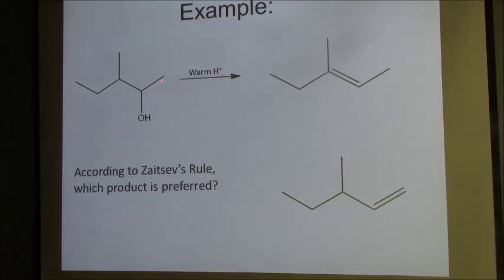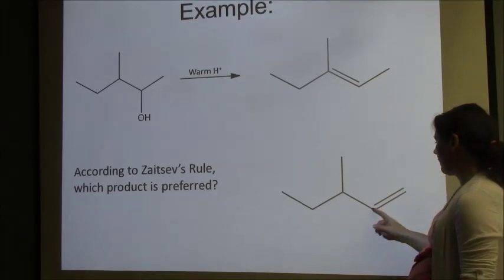But here's a more involved example. So we've got 1, 2, 3, 4, 5. So this is 3-methyl 2-pentanol. And we're going to use warm acid. Now we could form the double bond on this side, or we could form the double bond on this side. Zaitsev's rule says that the more substituted alkene is preferred.